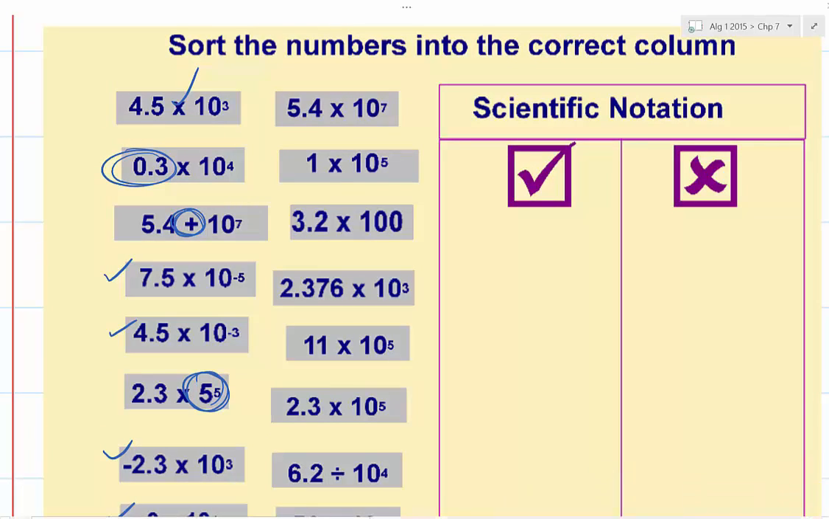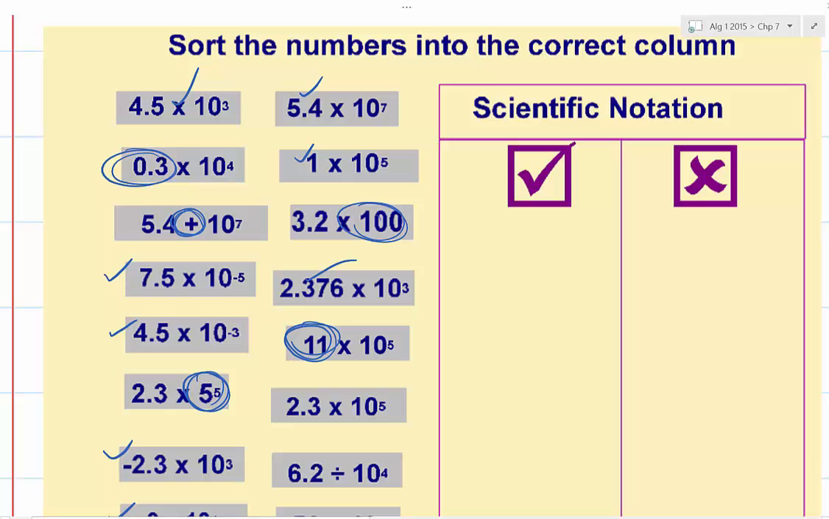Alright, second column. Here we go. 5.4 times 10 to the 7th. You look good. 1, that's okay. Times 10 to the 5th. 3.2 times 100. Nope. Can't have this. That's no good. It'll just be 10 to some power. If we change it and wrote 10 to the 2nd power, that would work. Yeah, we're good here. 11 times 10 to the 5th, but the 11 is just a bit too big.